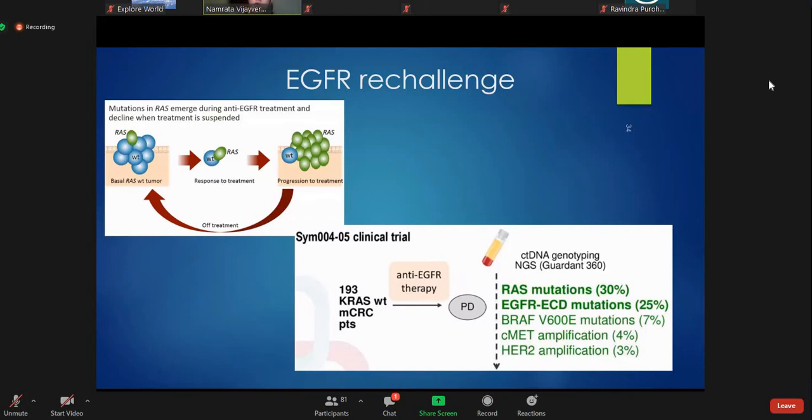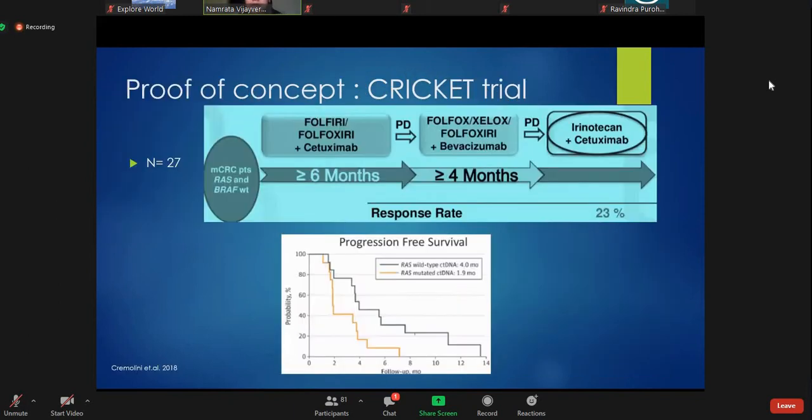So now you stop treatment, and then what happens? So there's a lot of data coming up that you keep following them, you sort of lose that RAS mutant clone again. And then these patients revert to the basal type, which is a wild type. And because of this, there may be a benefit to re-challenging them with EGFR therapy down the line. And on the basis of a lot of studies that are being done, the proof of concept study, the one that I usually go to, was the CRICKET trial.